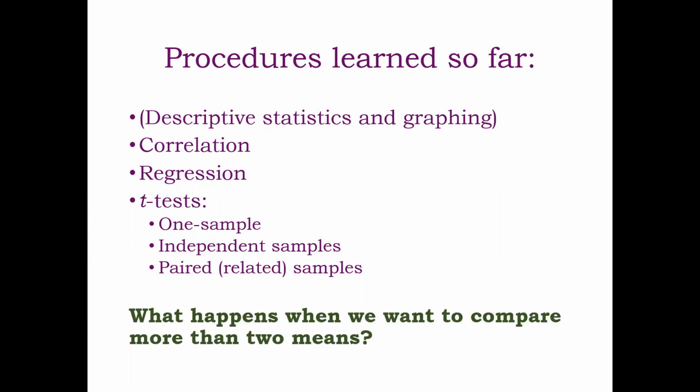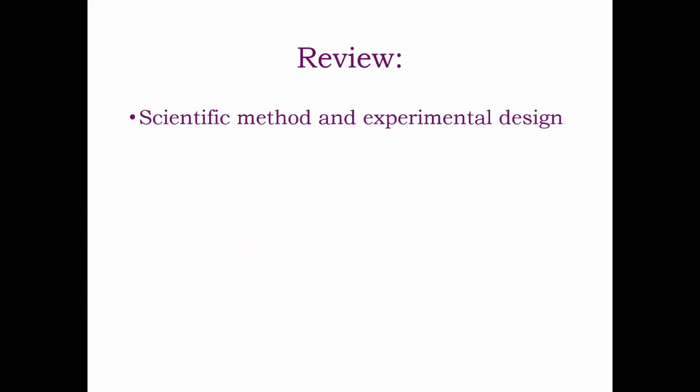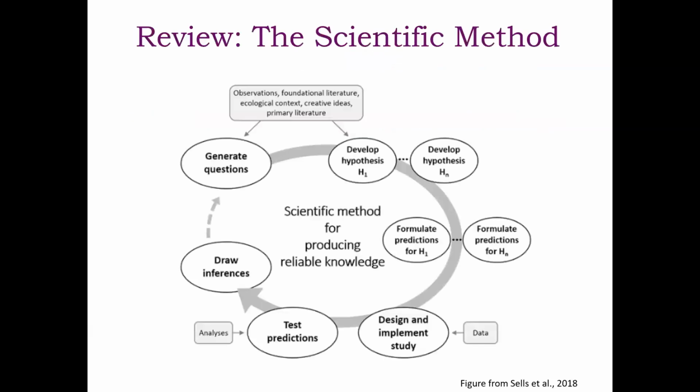But what happens when we want to compare more than two means? Because so far we've compared two means with our two sample t-tests, but what about if we have more? So I'm going to do a brief review of the scientific method and experimental design here to lead up to what happens when we need to compare more than two means.